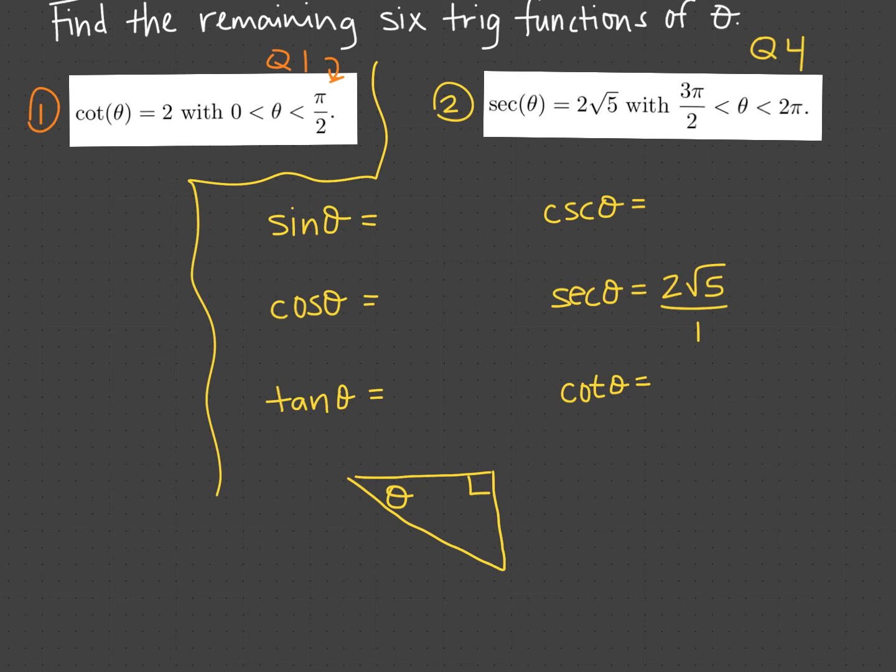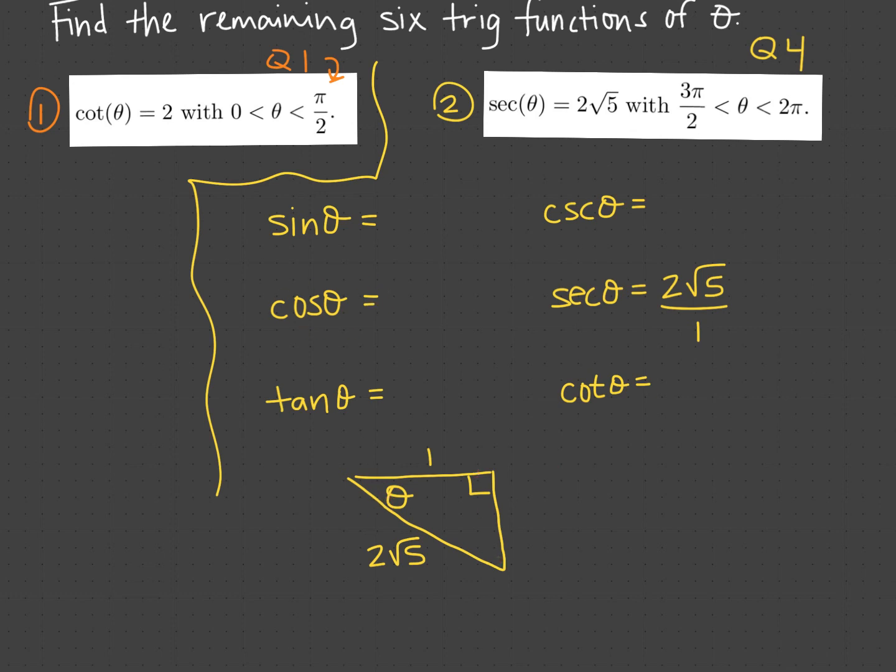That means that our triangle looks like this. The hypotenuse is 2 root 5 and the adjacent is 1. Now I drew this triangle to look like it's in the 4th quadrant, going down. So this is like our x-axis and this is going down. So this means that we actually know what the cosine is.